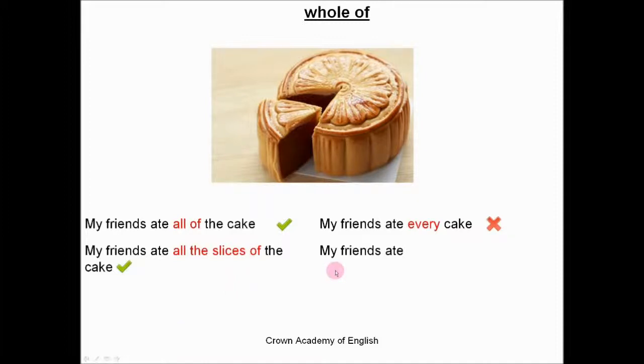And if we are talking about slices of the cake, then yes, it is okay in that case to use the word every. We can then say, my friends ate every slice of the cake. So this is an example of what we saw at the beginning of the lesson. So every followed by a singular noun. Okay?